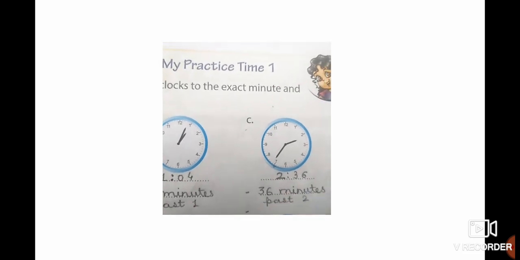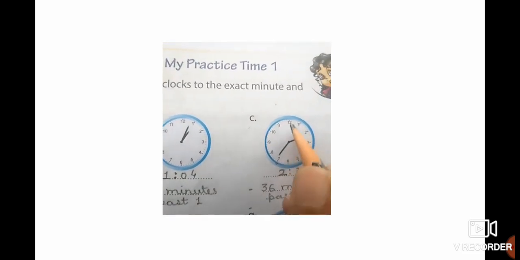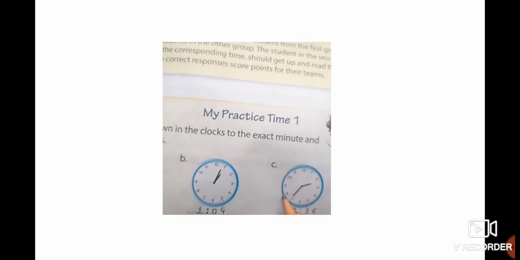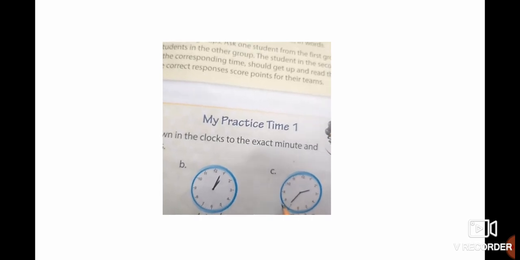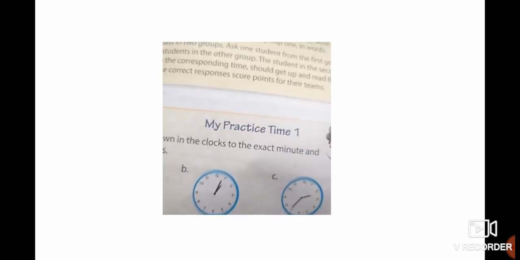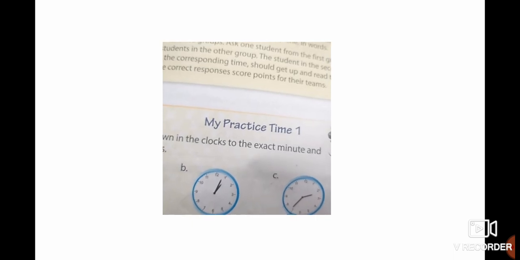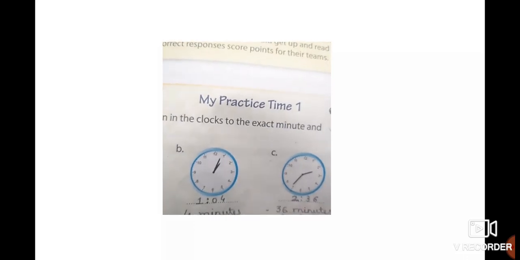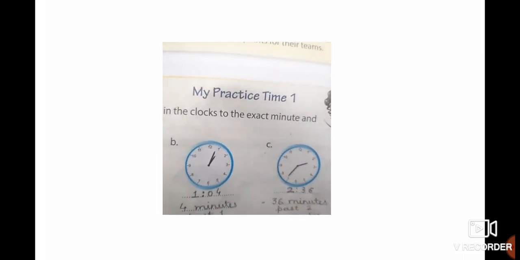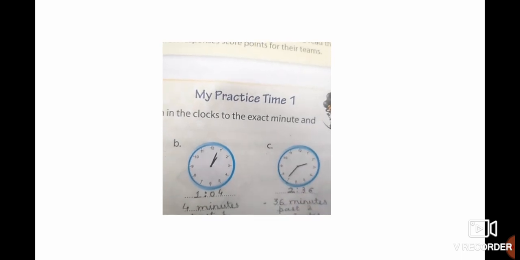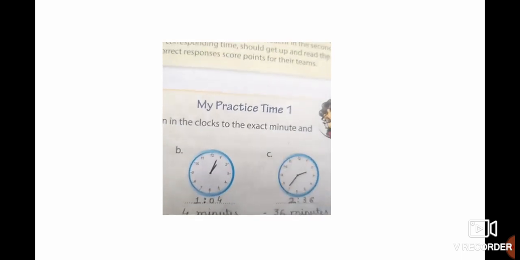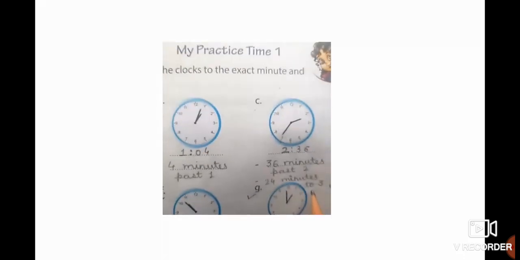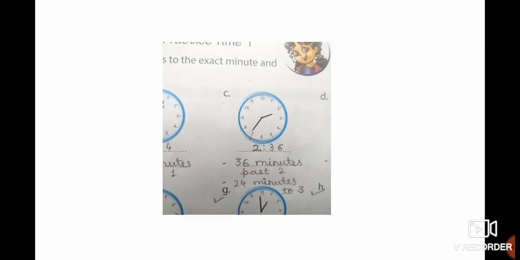24 minutes to 3, right? Here now if we count backward, we can see that 5 plus 5 is 10, plus 5 is 15, plus 5 is 20. So 20 minutes plus 4, 24 minutes. Okay, 24 minutes are still left for 3 o'clock. So we can write 24 minutes to 3. That means 36 minutes past 2 also, or 24 minutes to 3 also. We can write this answer.